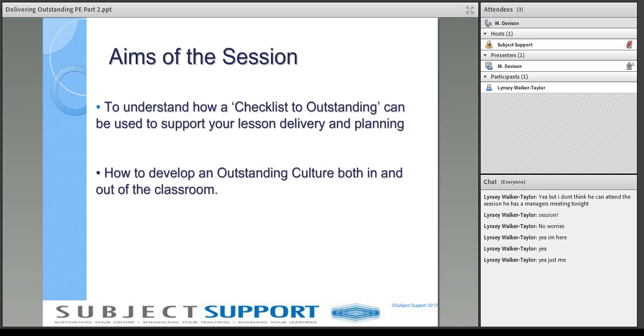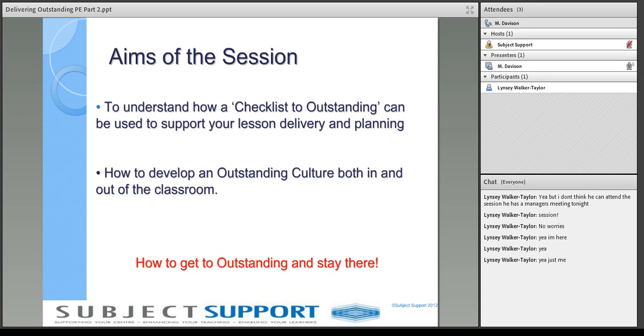The last bit is where I'm going to talk about how we can develop a culture, both inside and outside, in terms of this culture around outstanding. So hopefully it's going to be a lot more resources, a lot more teaching ideas today. And if you've got any questions at any time about anything that I say, just give us a type in the box and I'll be able to answer it straight away.